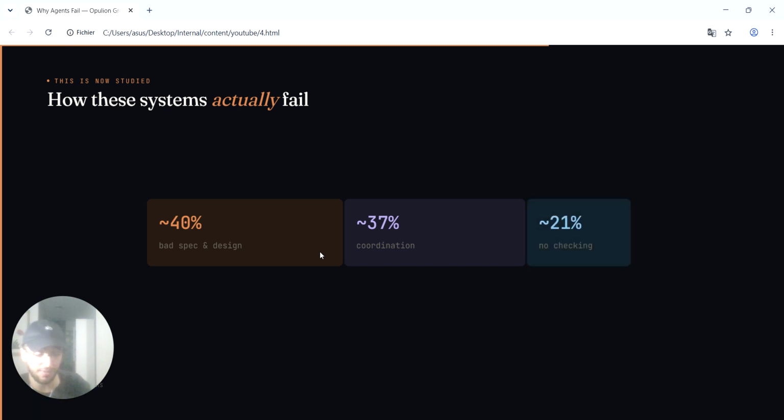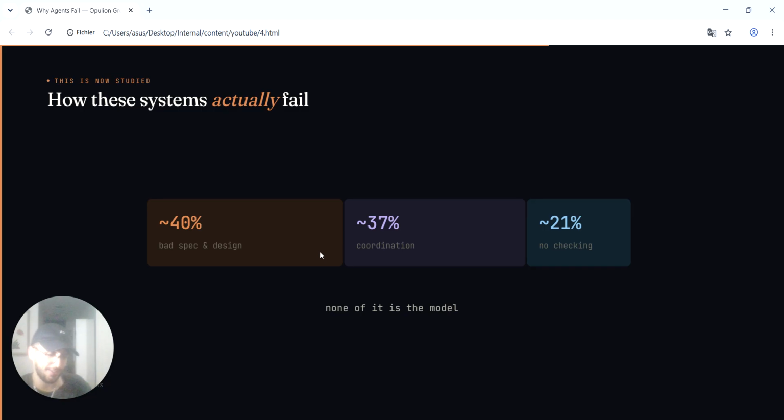The third is about 21% of cases, where nobody checked the work. There was no verification at all. Specification, coordination, verification. That's essentially all of it. That's the whole pie here.